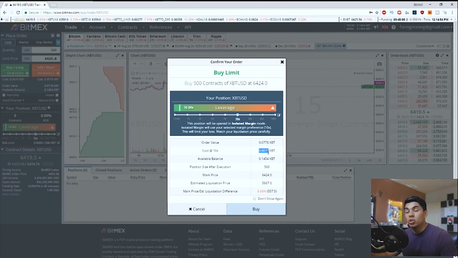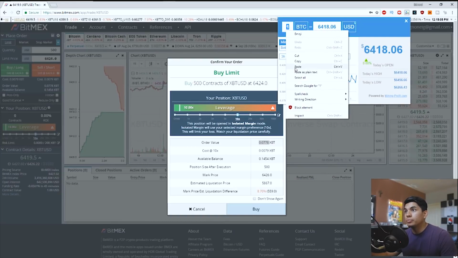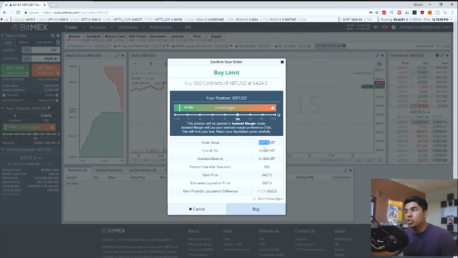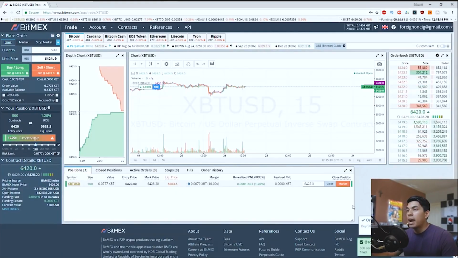See, my cost is only going to be $50, but my order value is about $500, so about 0.07. If you pull up the calculator, my order value, you can see it's about $499, so roughly around $500. I'm happy with that. In order for me to become liquidated, it would have to go down 8%. That's really good. That's enough leeway. So I say, okay, we buy it, and boom, my order is submitted.